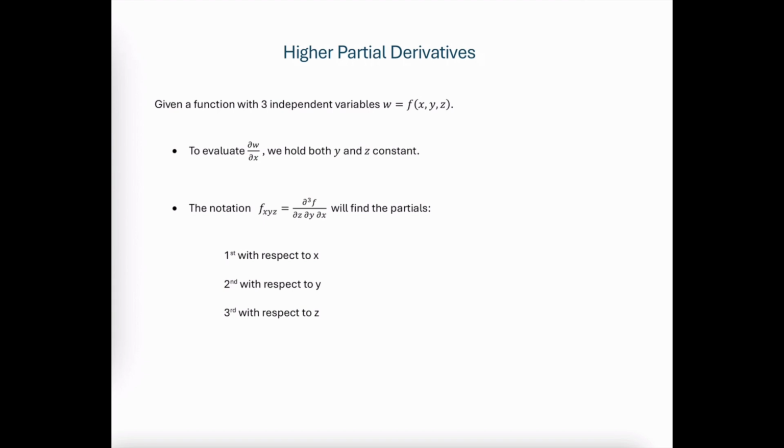Another word about notation before we look at an example is that with the f subscript notation, notice that the variable on the left is x, that's what's going to be coming first, and then we differentiate with respect to y and z. So the differentiation order with the f notation goes from left to right. But with curly d notation, notice the variable that we're differentiating with respect to first is on the right. And if we're using curly d notation, the order of differentiation goes from right to left.